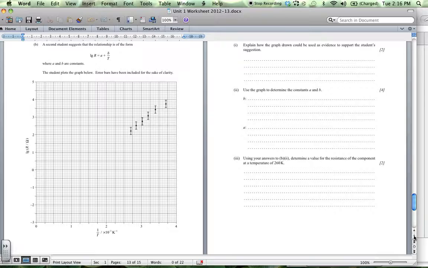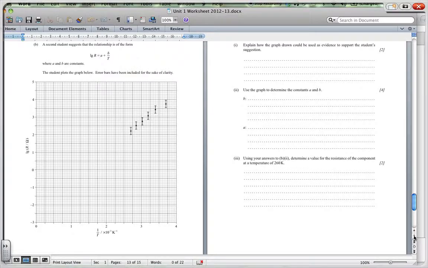So then it says a second student suggests that the relationship is of this form, log R is equal to A plus B over T. So we get the log of R is equal to A plus B over T. And the student plots the graph below. Error bars have been included for the sake of clarity. So here it's plotting log of R against 1 over T.